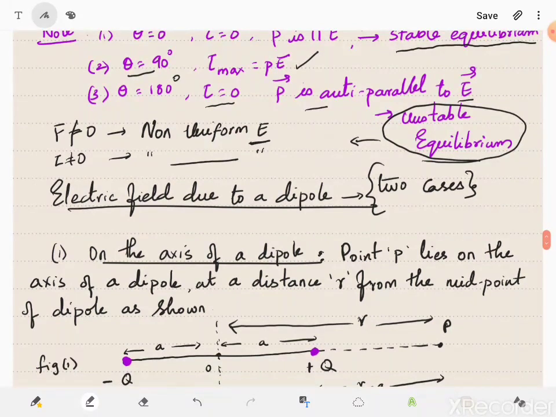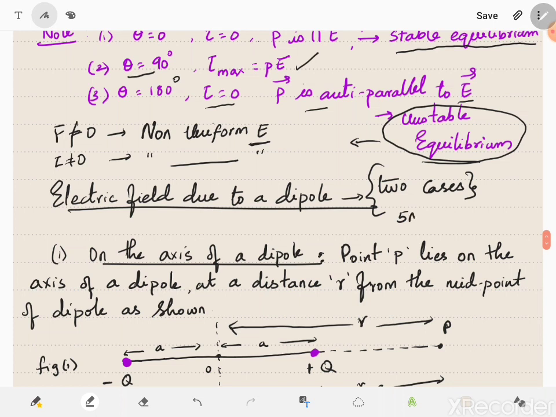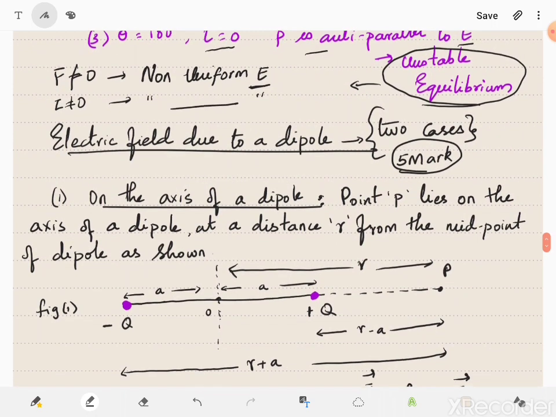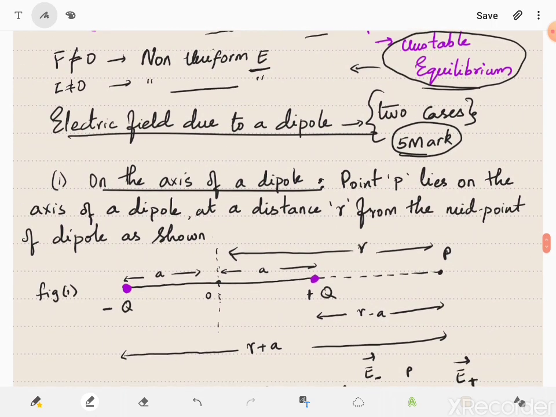Next question that we would like to examine is the electric field due to a dipole. And here we are going to again take a look at two cases. And these two cases are usually asked as 5-mark questions in your board exam. Either one of them. Both derivations are extremely important from the point of view of your board exam. The first thing that we are going to do is look at the derivation of the electric field due to a dipole on the axis of a dipole.